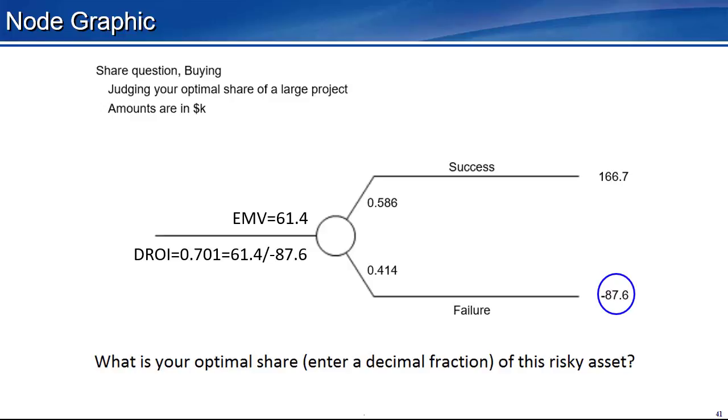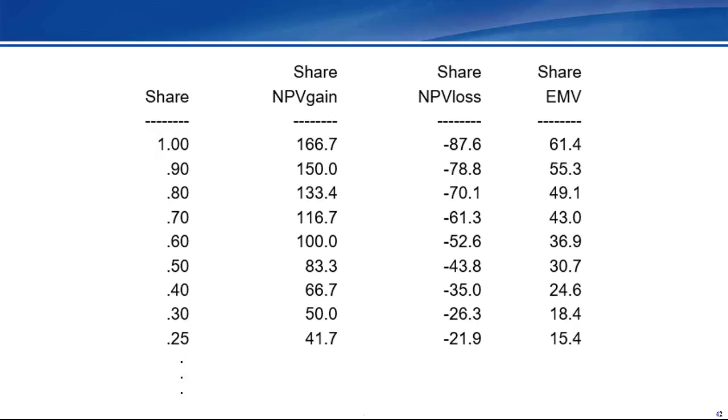Discounted return on investment, and the probability of success with a portfolio of 10 like projects. And the share type question, what fraction is optimal? Below the node graphic is a table that also might help with the decision. The table shows the reward share, risk exposure, and EMV for different share fractions. Here the 60% answer is highlighted.